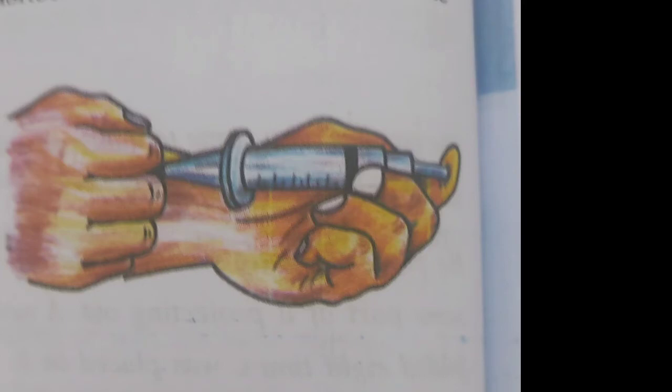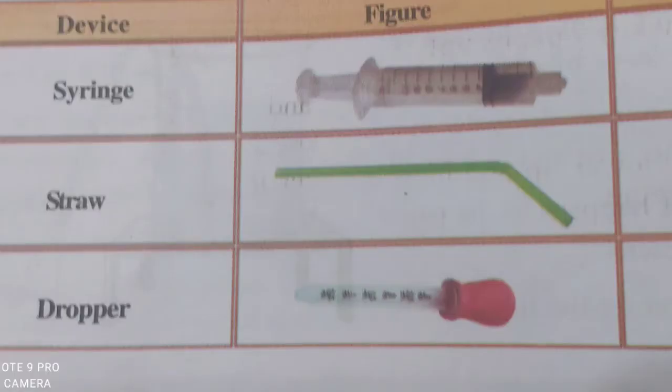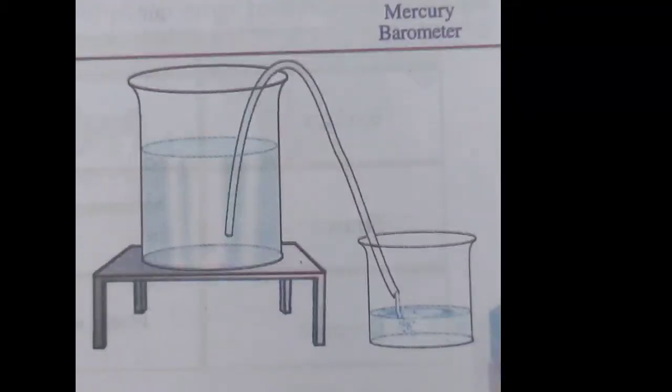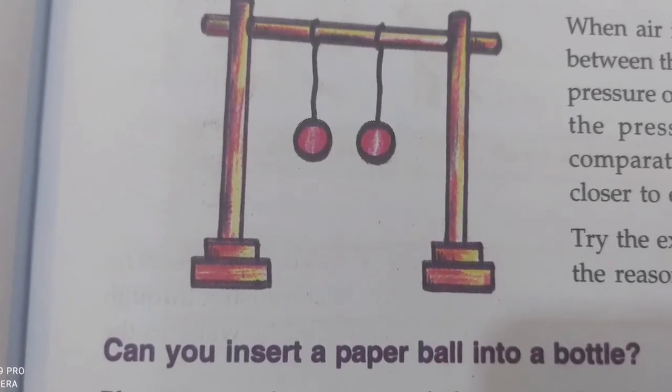When we push the piston into the barrel of the syringe, we can feel the air going out of the barrel. Siphon, syringe, straw and dropper are devices that work on the basis of atmospheric pressure. You can make a siphon with simple materials. The method of making is given on page number 94 in the textbook.